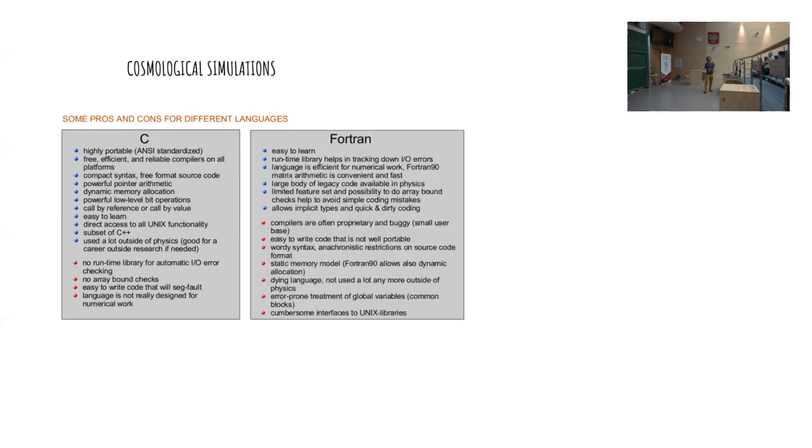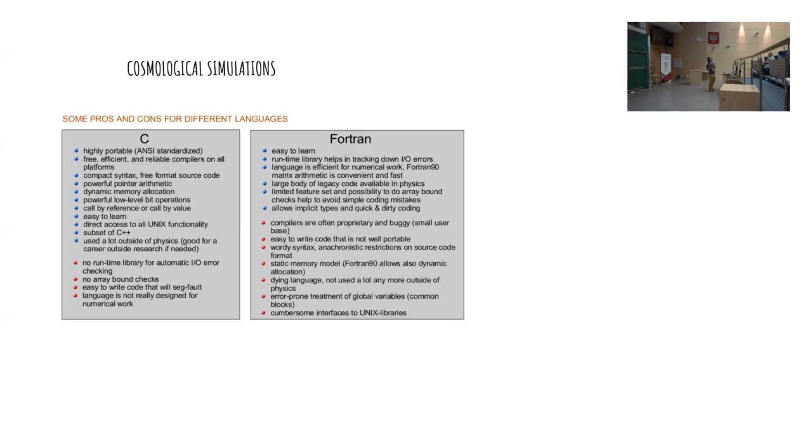Yet, it gives you this power that, if you finally get rid of the most important bugs, you're going to have a very, very fast piece of code with access to direct memory. That's important. One was not Fortran 77, but Fortran 95, for example. Easy to learn. The runtime library helps you track down many of the problems of I/O.